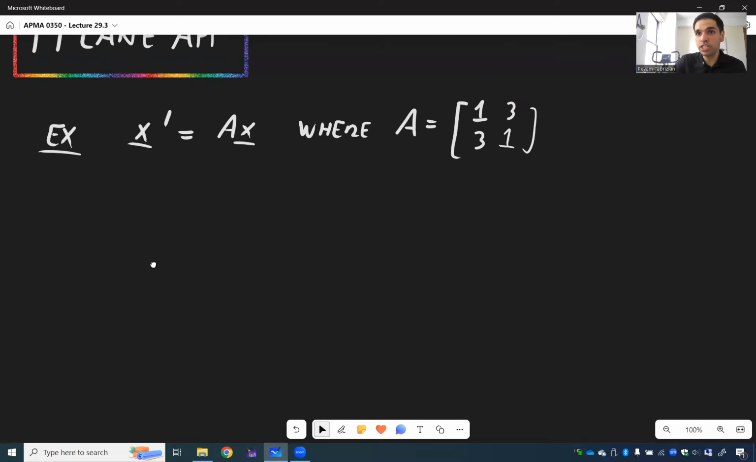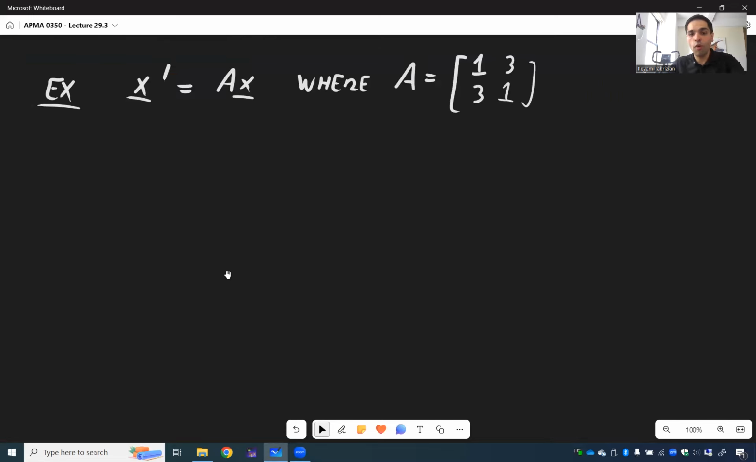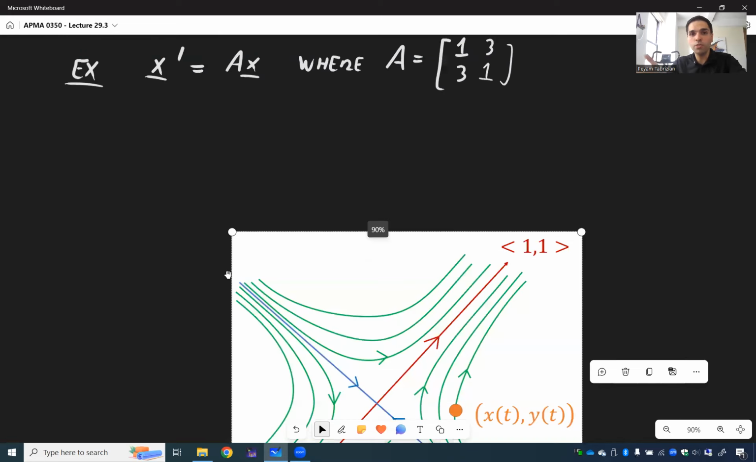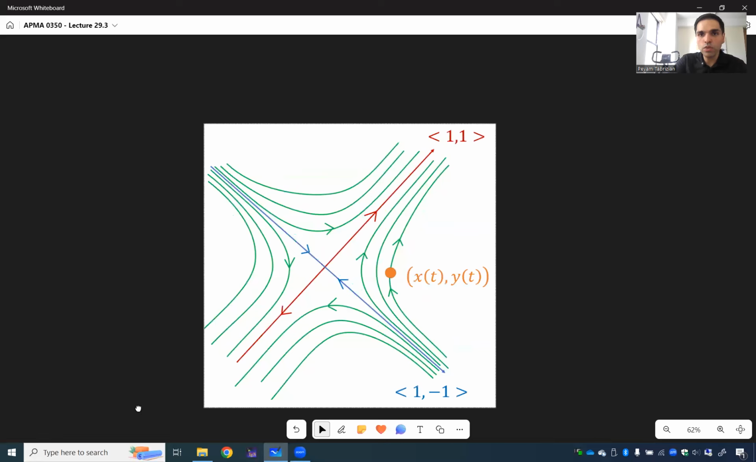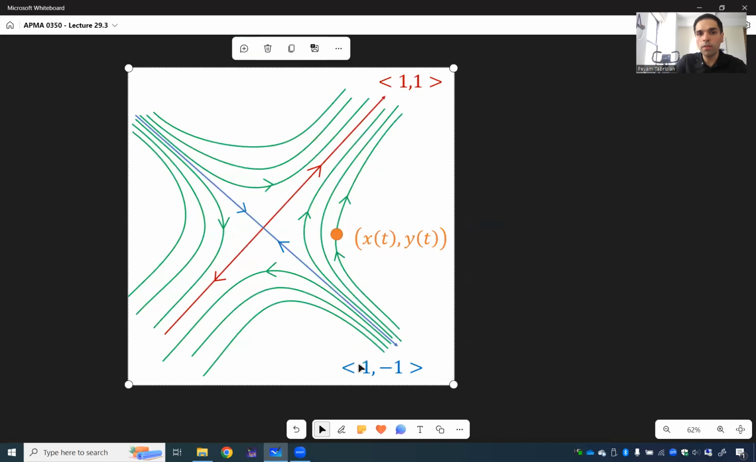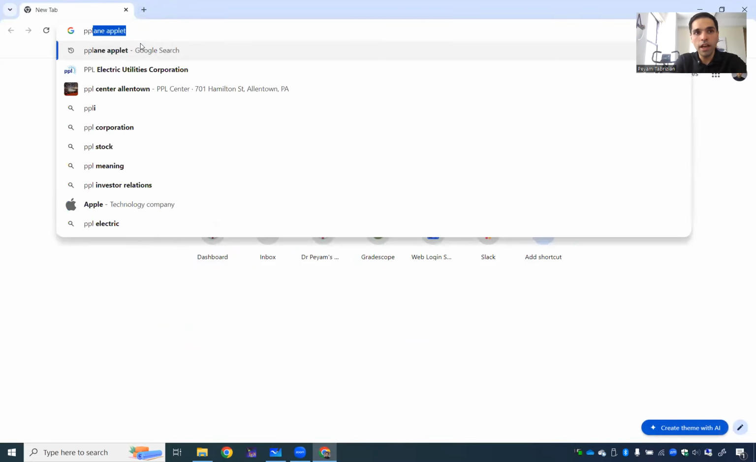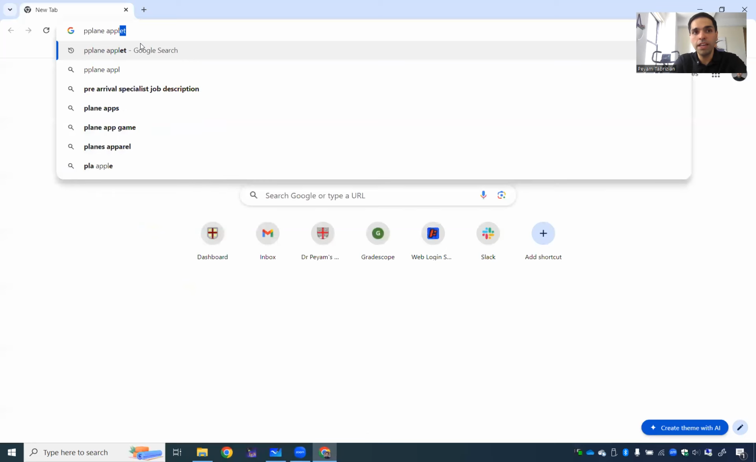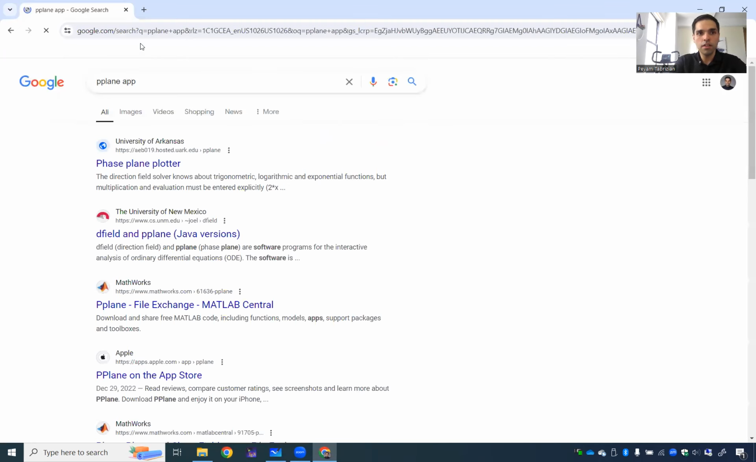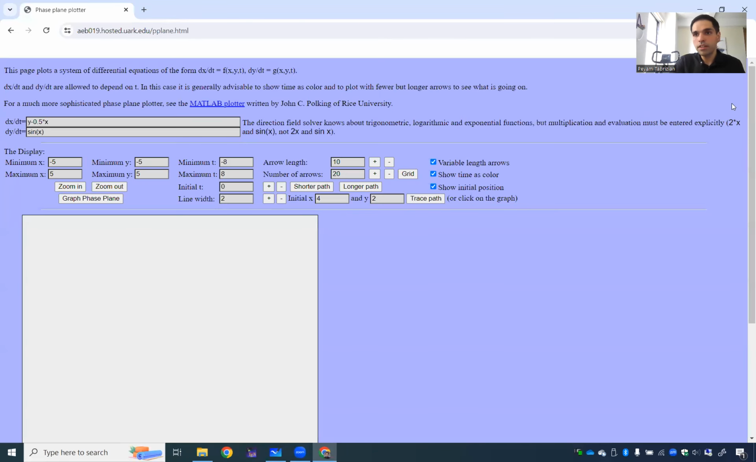But I do want to mention, this is an ODE that we dealt with before, and we found this beautiful phase portrait here, where we had those two axes, (1, 1) and (1, -1), and one axis goes towards the origin, the other one away from the origin, and our goal is to recreate this. And so what you do here, you go to your favorite web browser, and you search for pplane app. And there should be one that comes from the University of Arkansas. You do this.